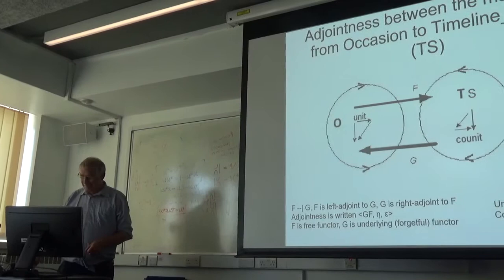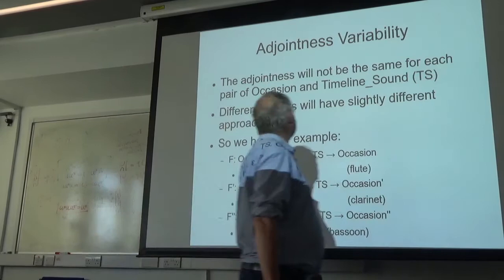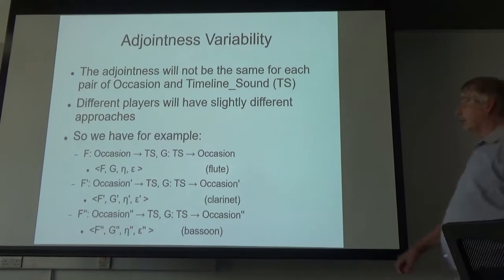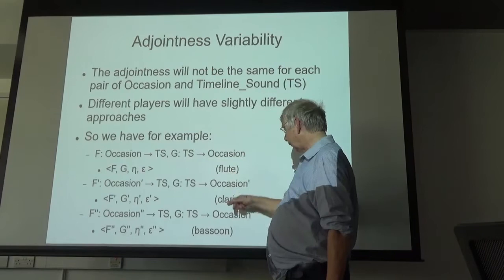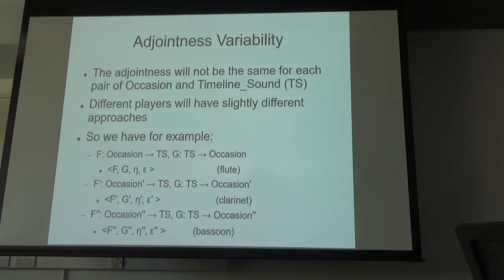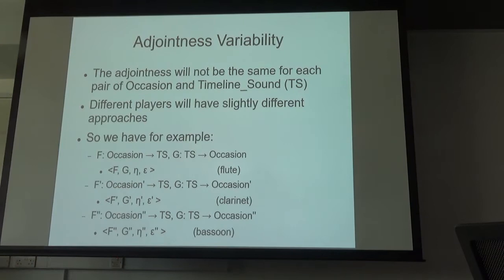So the adjointness would not be the same for each pair of occasion and timeline sound. Different players would have slightly different approaches. So you could imagine you've got all different adjointness for different players, like the flute, clarinet, and bassoon. And you can actually compose all of those if you want to, naturally, using category theory. So you could compose all the adjoints, which may give the impression the conductor gets of what's actually going on. So that's one potential from this approach.